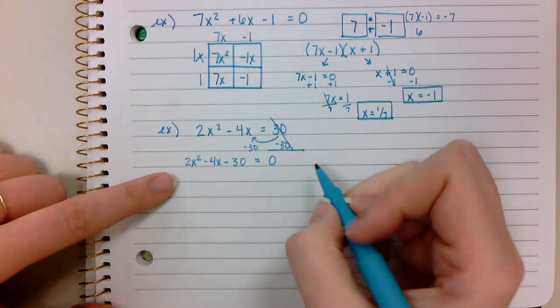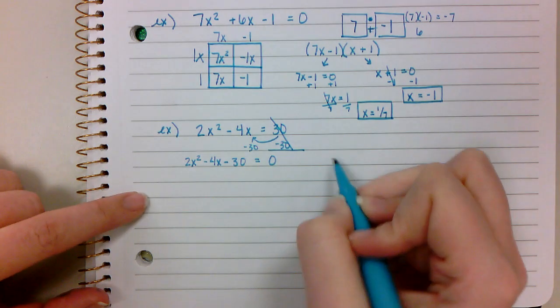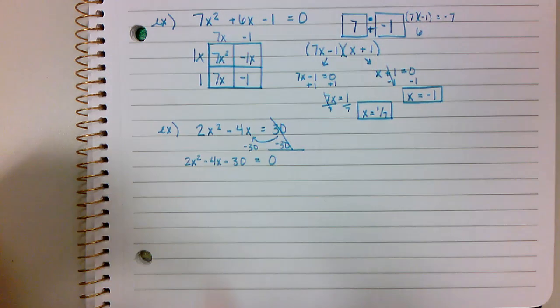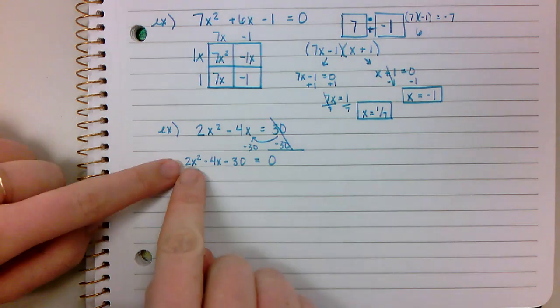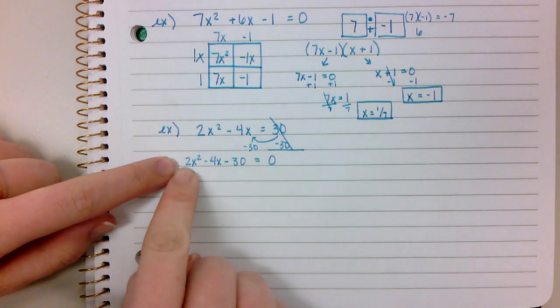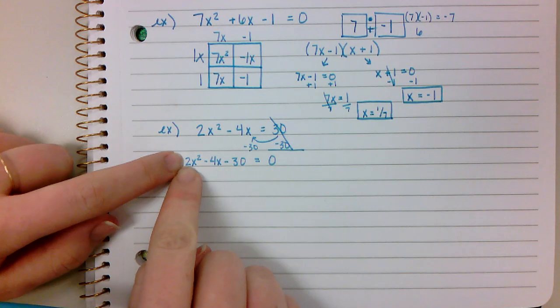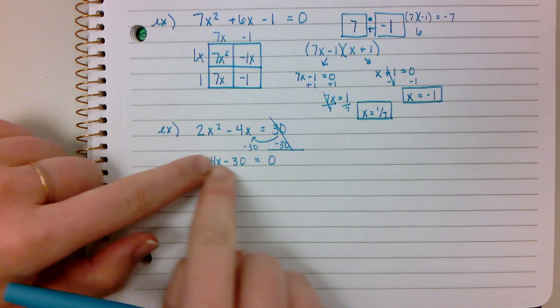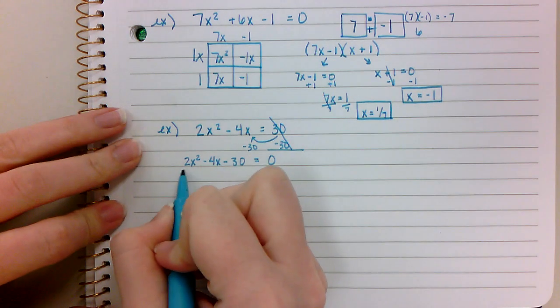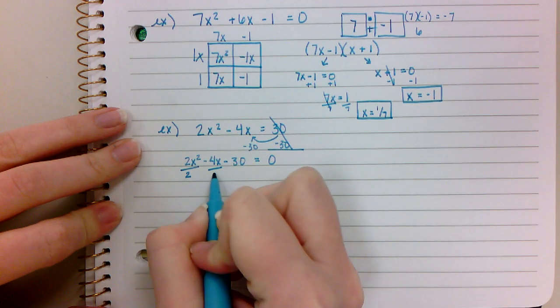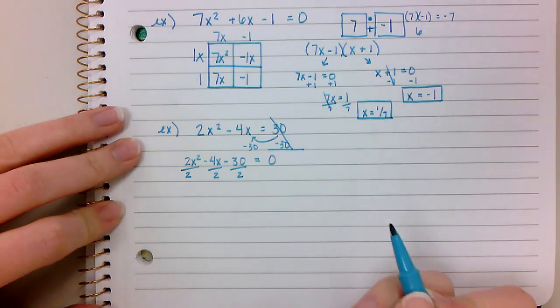So before I start saying, okay, what two numbers multiply to give me this and add to give me this, we need to say, is there a GCF I can pull out? And these all look like even numbers, so I can pull out a number that goes into all of them. And you can never go bigger than your smallest number, so we're going to look at 2. 2 can go into 2, 2 can go into 4, and 2 can go into 30. So I'm going to pull this 2 out and divide everything by 2.